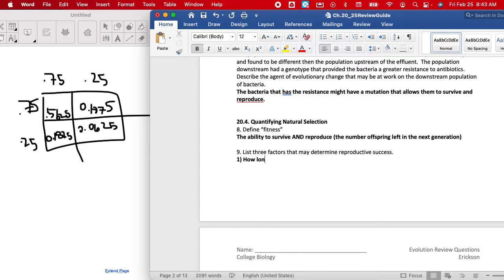Mating success, I think, is one, right? This was on page 409. It was in the summary box, so if you want to read up more on that. Yeah, I got some studying to do.